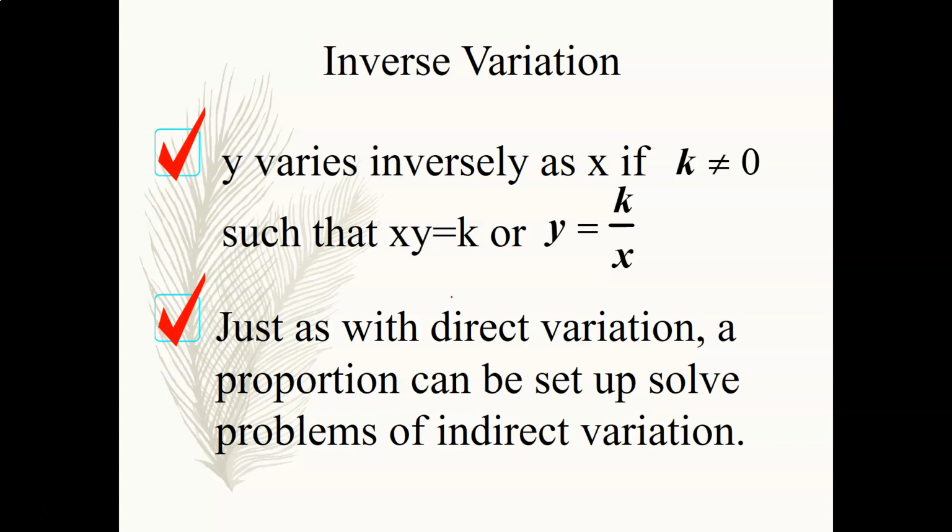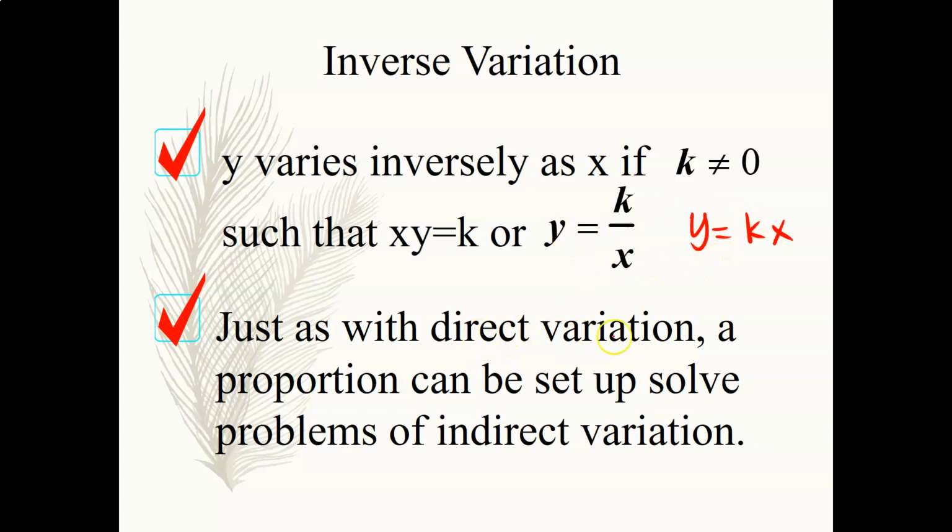Next, inverse variation. So y varies inversely as x. The same, k will not be equal to 0, such that xy equals k, or y equals k over x. Compared to this, we have the direct variation, y equals kx. So you can see now what is the difference between inverse and direct variation.